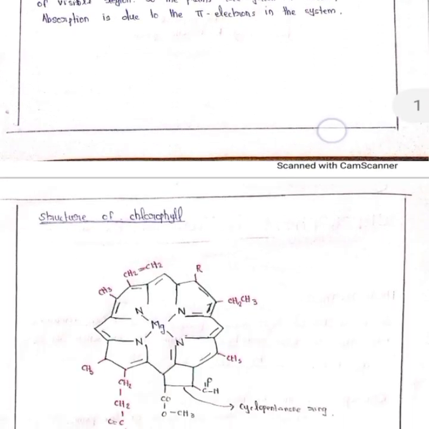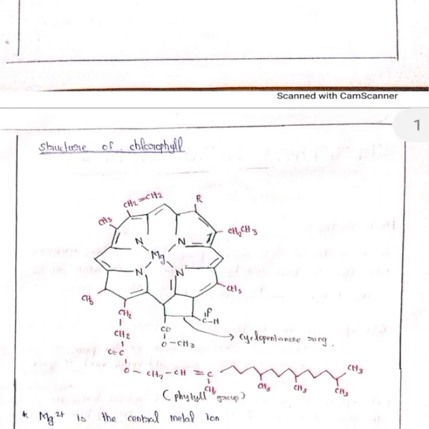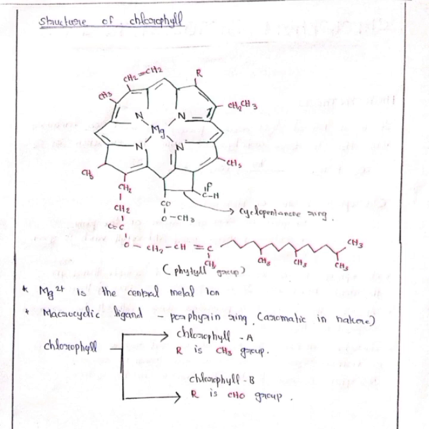Now let us check the structure of chlorophyll. In this structure, Mg2+ is the central metal ion. It contains a macrocyclic ligand, that is the porphyrin ring, which is aromatic in nature. There are two types of chlorophyll, chlorophyll A and chlorophyll B. In chlorophyll A, this R group is a CH3 group, and in chlorophyll B, this R group is a CHO group.